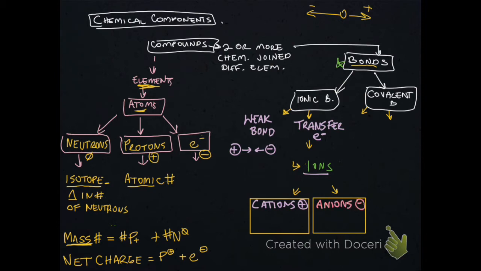So the way I remember this is cats have paws, so they have a positive charge, and cations are a loss of electrons, where anions are a gain of electrons because they have that negative charge. Electrons have a negative charge.